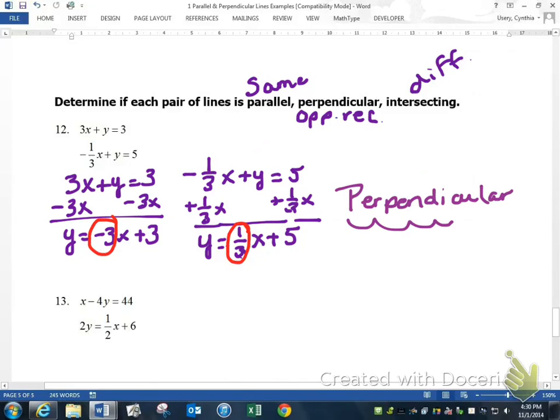Okay, I want you to do number 13 on your own. We're going to pause this, and then we'll compare answers. So go ahead, make sure you solve each equation for y so you can find the slope.